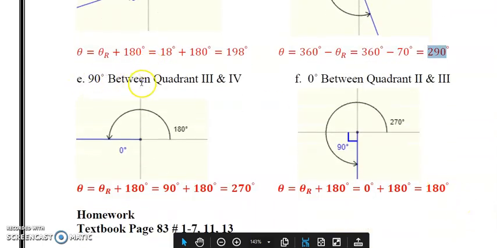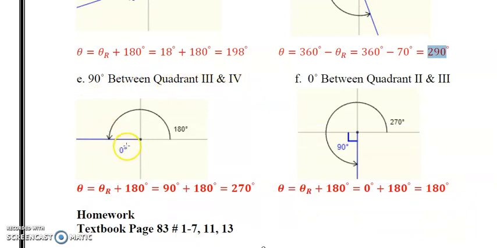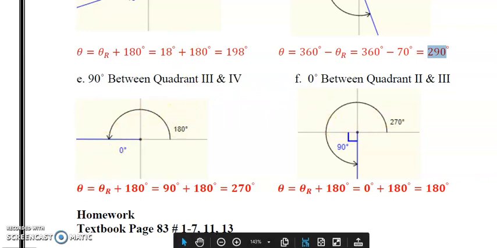290. Okay? 90 degrees between quadrant 3 and 4. So that would give us a principal angle of 270, I think. I have these two diagrams interchanged. I will fix that. I do apologize. So these diagrams will be changed.